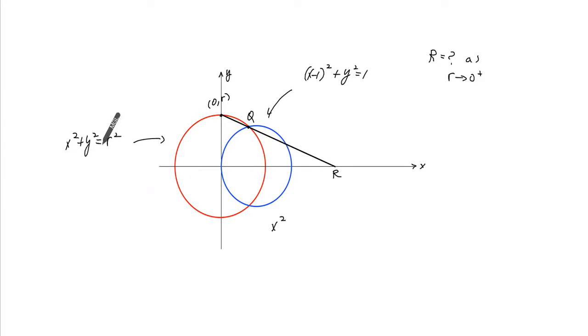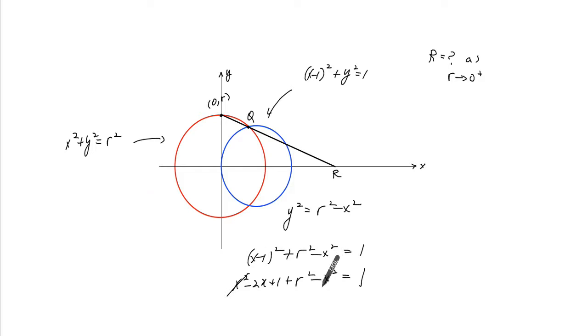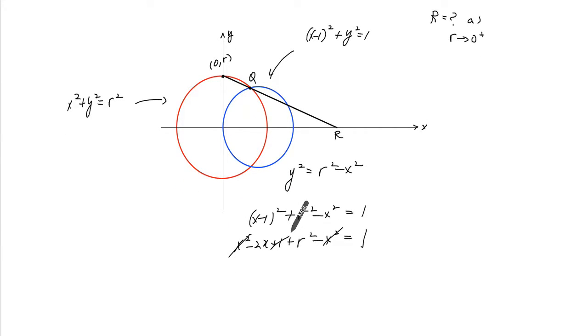So x squared, from here we can isolate for y squared. They both have the y squared term here. We get r squared minus x squared. Replace it in there. Okay. Expand this. So this cancels out. Okay. This cancels out. So we have minus 2x. Bring this over to the other side. Divide both sides by negative 2. Okay, so that's the x-coordinate in terms of r.